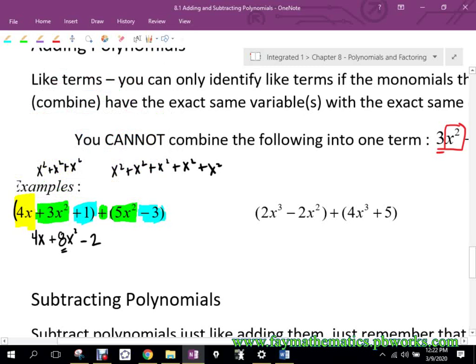Is this in descending order? No. So what needs to come first? Descending, largest first. 8x squared. Okay, so 8x squared. What's the next term? 4x. 4x is to the first right now. And then the last term will be the minus 2, and it'd be x to the 0 if we're putting x there, right? Okay? Is that doable? That's descending order, right?